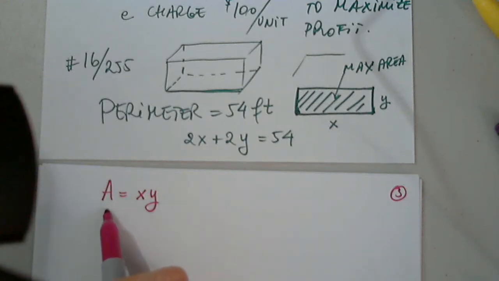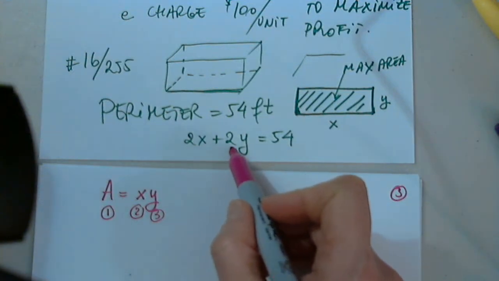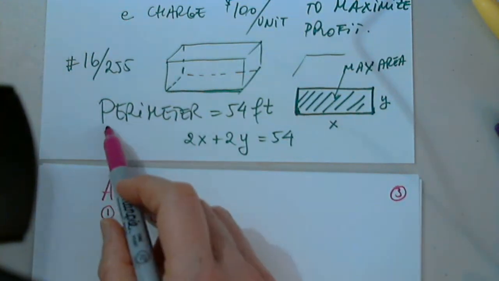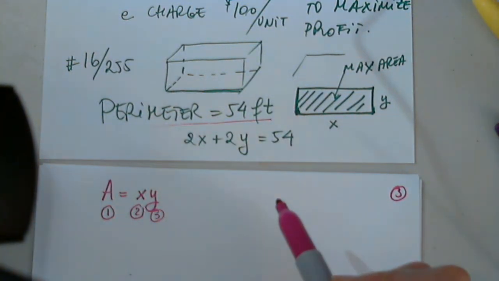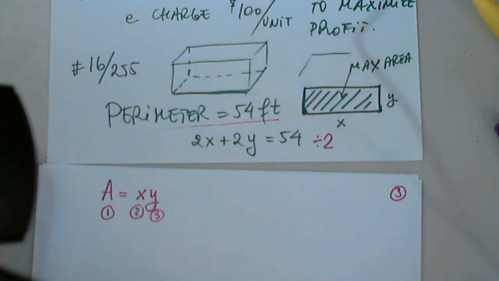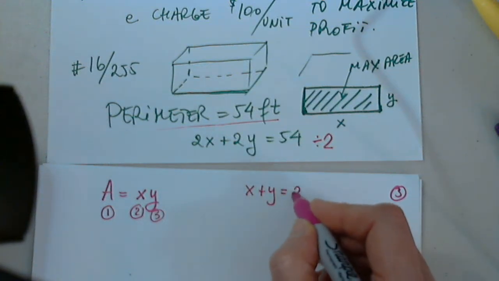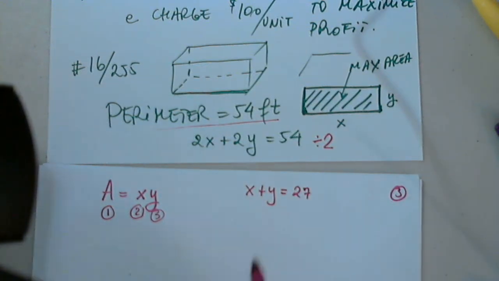Well, this would be 3 variables: 1 is the function, 2 is the length, and 3 is the width. So somehow we have to make 1 disappear. From this equation, because this is given to us, we have the perimeter, which is 54 feet. After dividing both sides by 2 to make it as simple as possible, I will say this is x plus y equals 27.